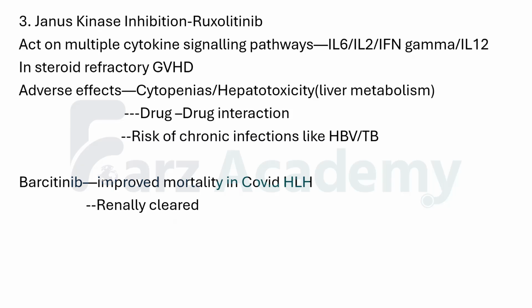So in that Janus kinase inhibition, you have two drugs, ruxolitinib and baricitinib. So you need to know which one is metabolized by liver and which one by kidney. So if you have a kidney dysfunction, you can use ruxolitinib. When you have a liver dysfunction, you can use baricitinib.